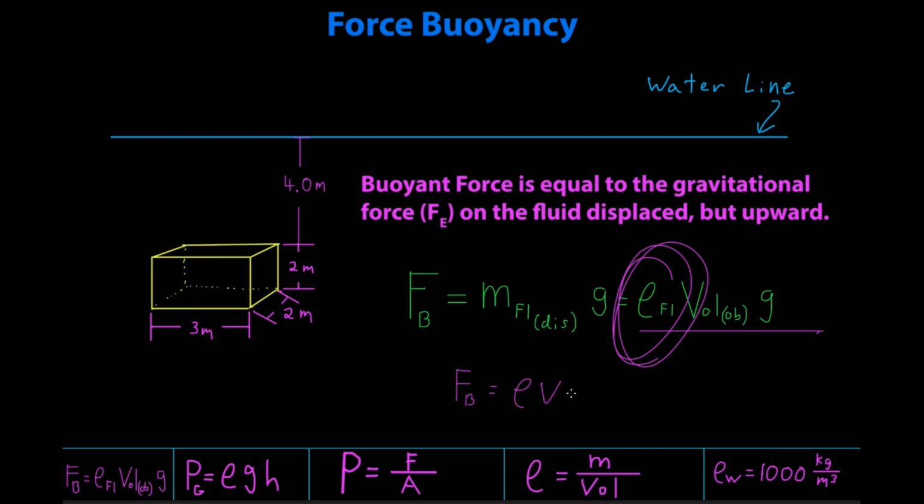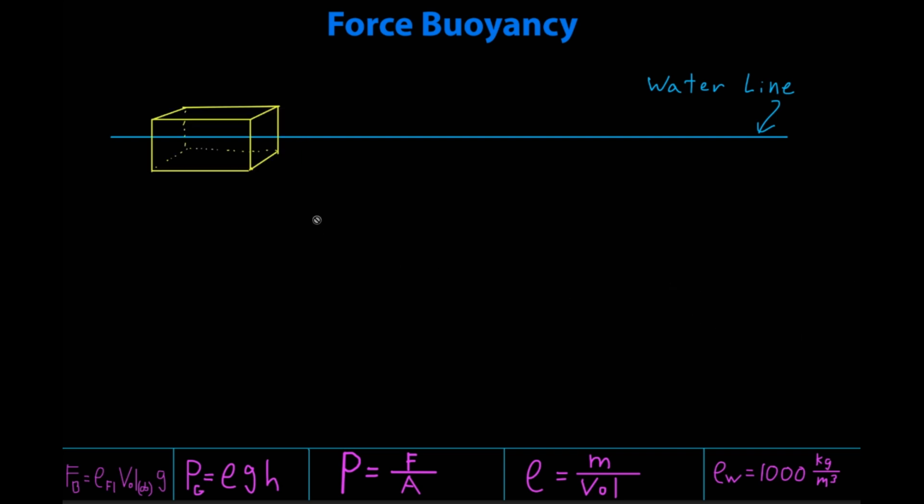And one more warning, this is typically just written as rho volume G. So you need to have an understanding of which rho you need, which is the fluid, and which volume you need, which is how much of the fluid is displaced. So let's take a look at a situation where you're actually going to need this.